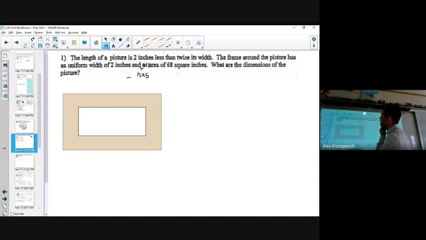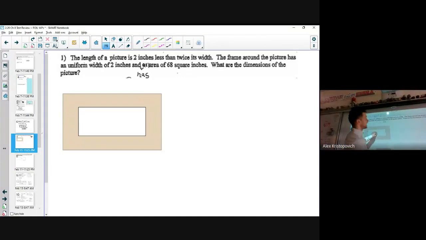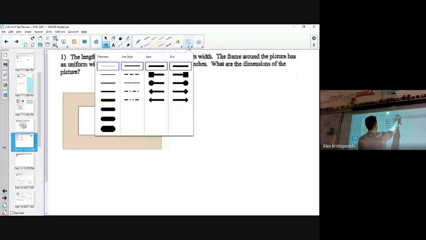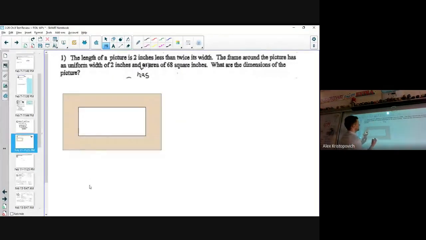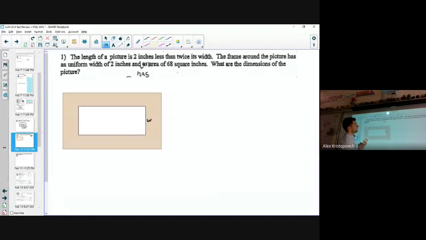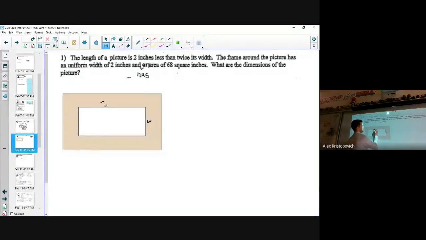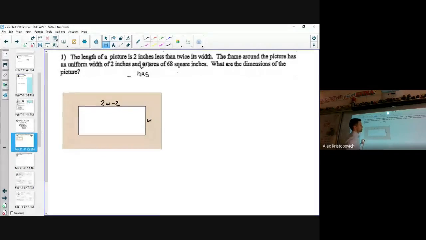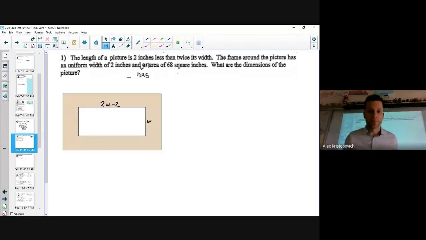So let's take a look at what we have again. It says the length of a picture is 2 inches less than twice its width. I'm going to write that down already. It's a picture on the inside we're talking about. So this is the width, and then the length is 2 inches less than twice the width. There we go. So I have the dimensions of the picture.